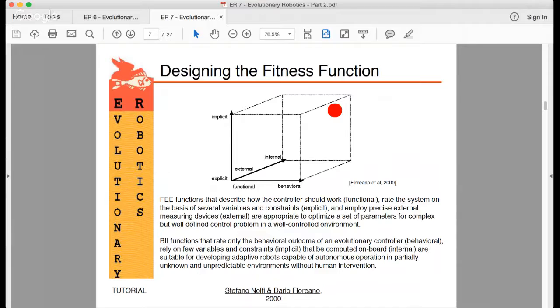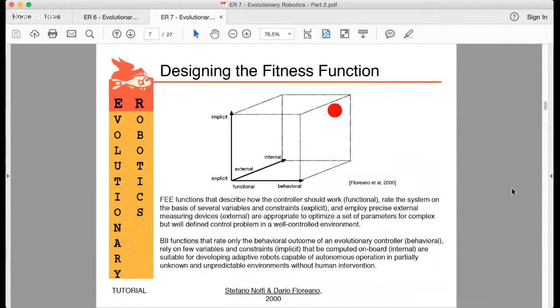The first one, which is the functional behavioral dimension, indicates whether the fitness function takes into account specific functioning modes of the controller or the behavior of the individual, which is the individual robot. For example, in evolving a walk behavior, a functional fitness function will rate the oscillation frequency of the legs, while a behavioral fitness function will rate the distance covered by the robot.